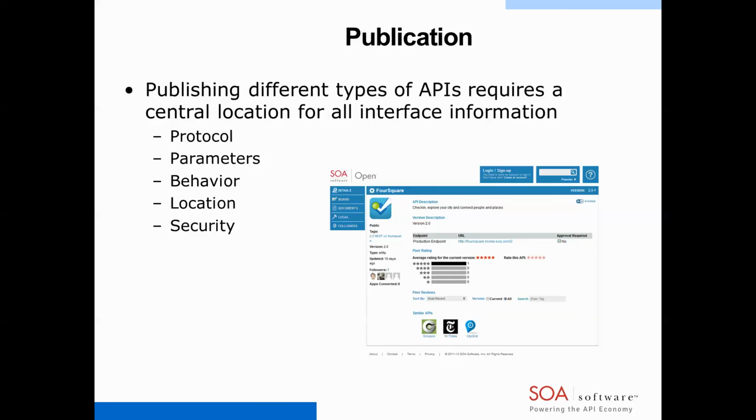Let's look first at publication. So the publication of different types of APIs requires a central location for all the interface information. You need to be able to describe the protocol, the parameters, how the API behaves, its location, and how it is secured. And this is a pretty broad set of things.